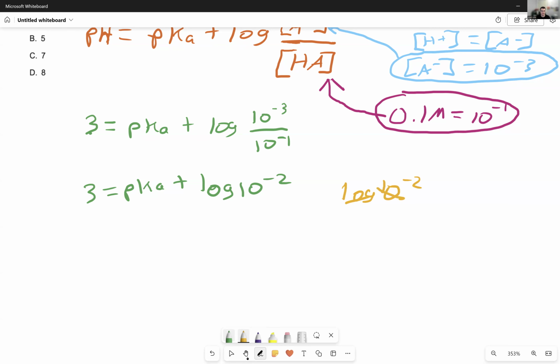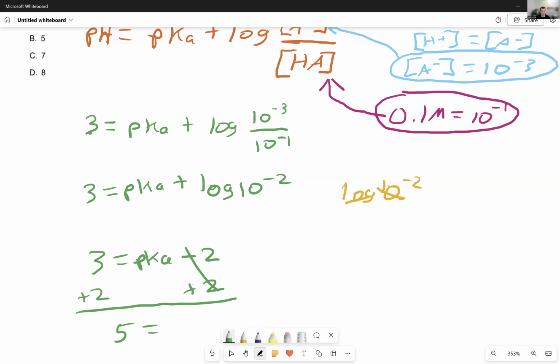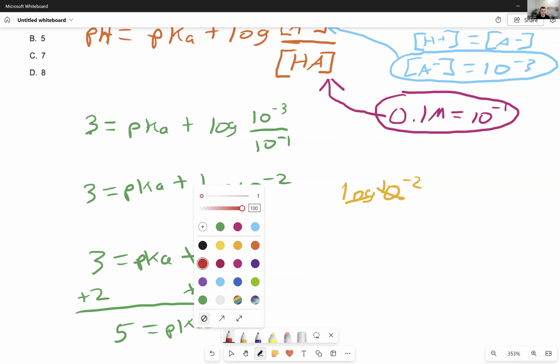So what this actually turns into is just 3 equals pKa. Now, I'm going to switch this to minus 2 because I don't like saying plus negative 2. That's just going to get confusing. But pKa minus 2. Cool. And then from here, we're just going to do some super simple algebra. Going to add 2 to both sides because, again, we're solving for pKa, so we want to get that on its own. Going to add 2 to that side. And 5 is our pKa. I'll go ahead and circle this in red.